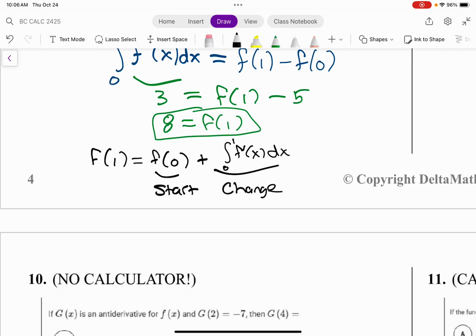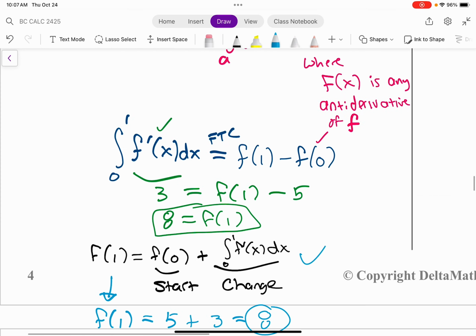Again, this is like position. Your position at any time is starting position plus the integral of velocity, where velocity is a derivative of position. F prime is a derivative of f. So it's the same idea, just more generic. F of 0 was 5, and again, the area we learned there was 3, so we get 8 either way. So those are two representations of the fundamental theorem, but notice they both lead to the right answer.